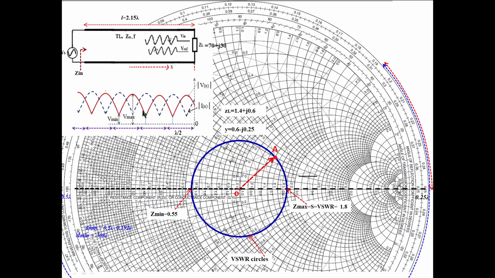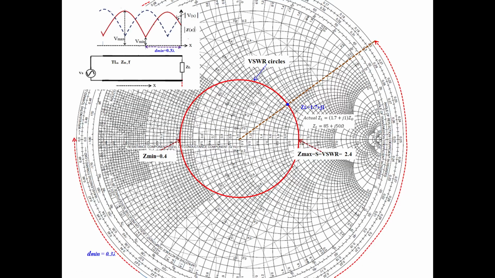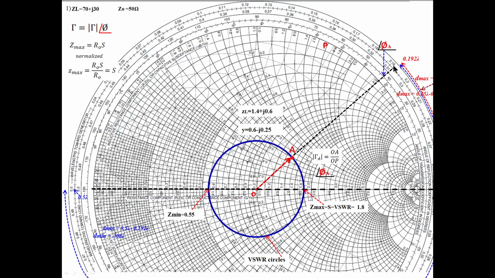0.1 lambda. What is the impedance at 0.1 lambda? Instead of 2 lambda, 0.1 lambda. What is the impedance at 0.1 lambda? From the load point, for example, if the question is what is the impedance at a distance of 0.1 lambda, then what you have to do is, from the load point, move 10 divisions. 0.1 lambda means 10 divisions. From here you go like this.